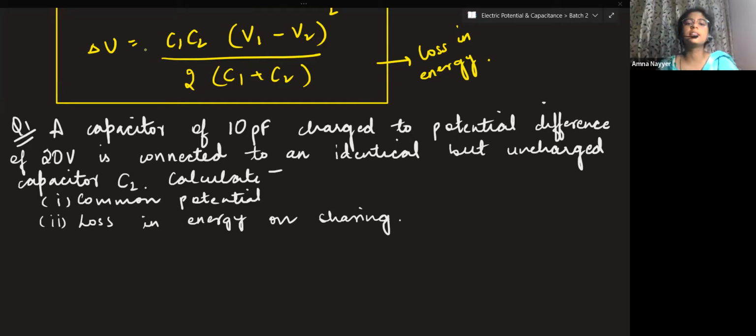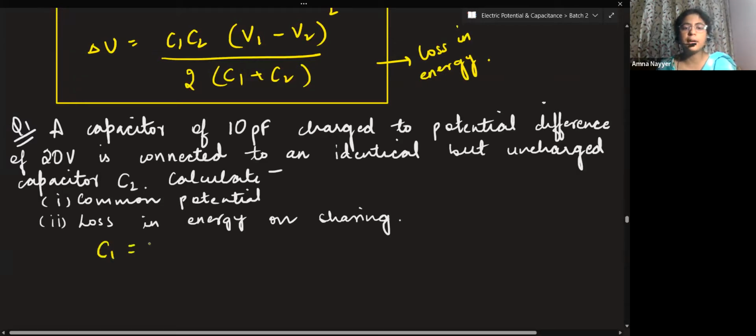See, the question says a capacitor of 10 picofarad is charged up to the potential 20 volt. So capacitance C1 is 10 picofarad, potential V1 is 20 volt. Then it says this is connected to identical capacitors. Identical means the capacitance is the same, so C2 is also 10 picofarad.